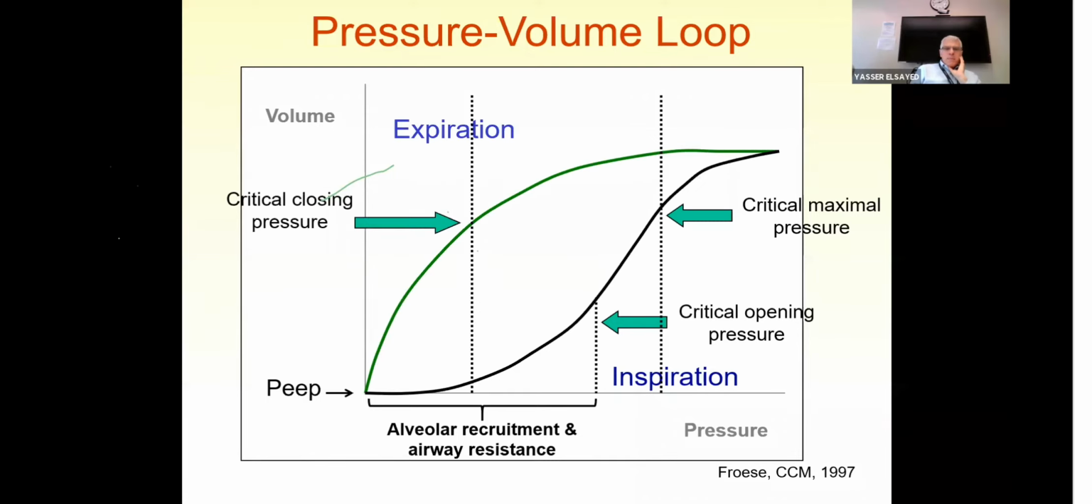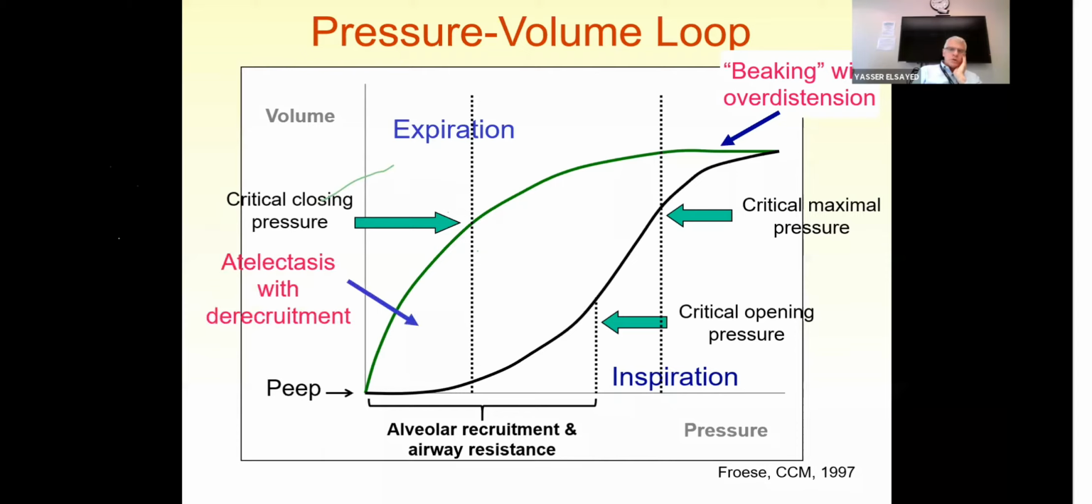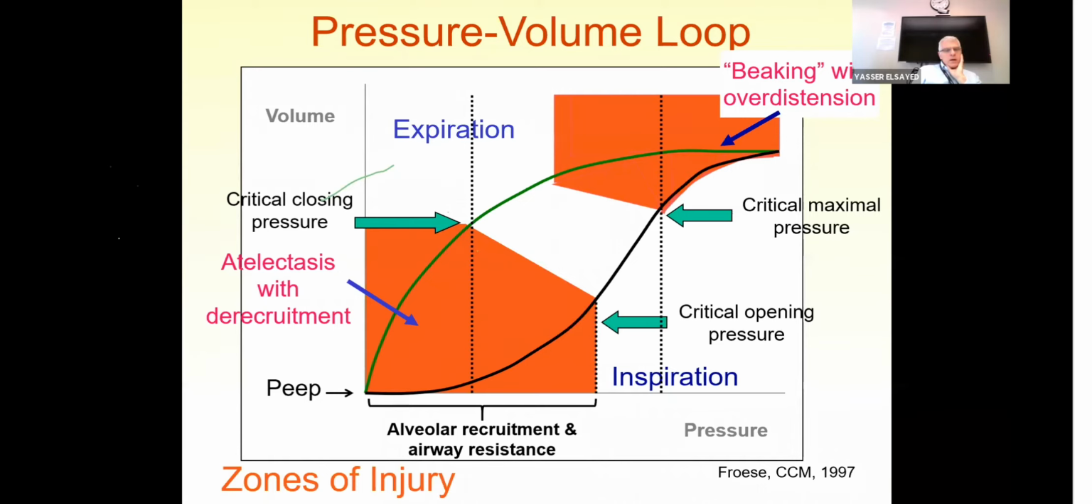And then on the way back during expiration, you have another pressure point, which is the critical closing pressure, in which you tend to deflate the lungs beyond FRC and you tend to lose volume. Okay, so the part of the curve that is on the top is called beaking or overdistension, in which you have very little change in volume with increased pressure, and you need to avoid that. And the lower part is when you have significant atelectasis with de-recruitment, and you tend to lose volume at the end. So ideally, in a normal condition, you want to be ventilating babies in that middle safe window to avoid overdistension and to avoid atelectasis and de-recruitment.